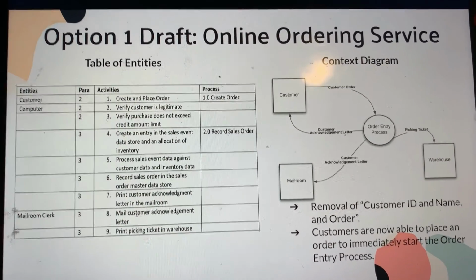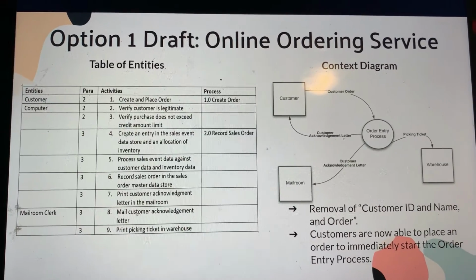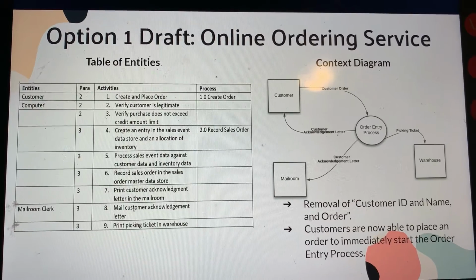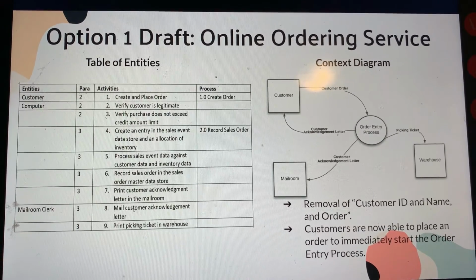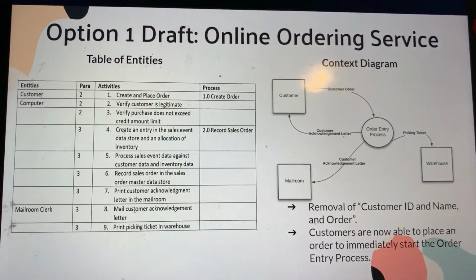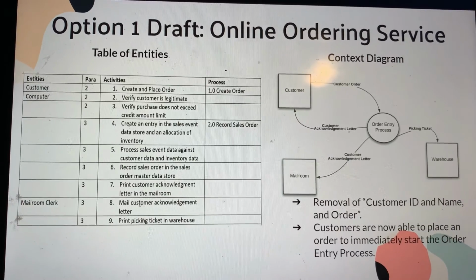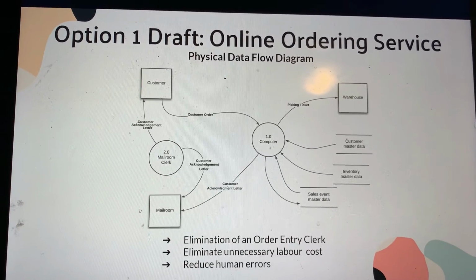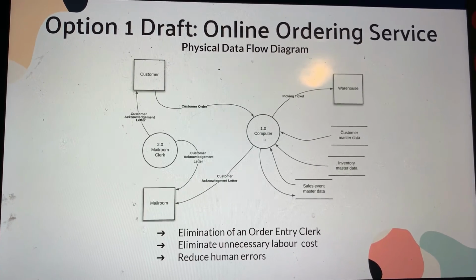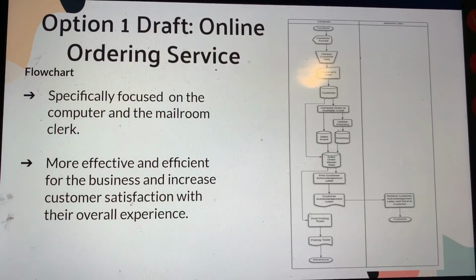Now we'll be quickly going over how the table of entities and context diagram changed for the online ordering system. As you can see in the table of entities, there's a removal of the customer ID, name, and order. Now customers are able to place an order to immediately start the order entry process instead of using an order entry clerk. For the physical data flow diagram, there's an elimination of the order entry clerk, which eliminates unnecessary labor cost and reduces human errors.